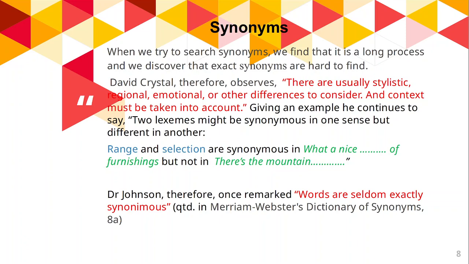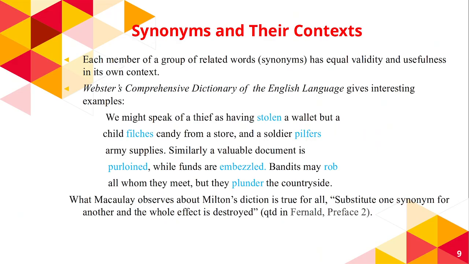But if you take another expression and try to use both, there is the mountain range. That is fine, it gives meaning. But you can't say there is the mountain selection. That is why Dr. Johnson has commented, words are seldom exactly synonymous. You can't find exact synonyms always. So we have seen how contexts are important while using a synonym.